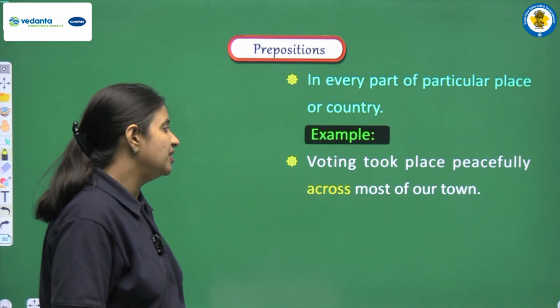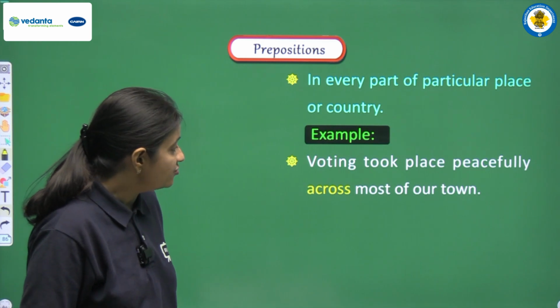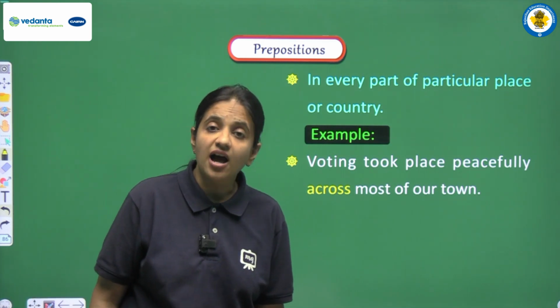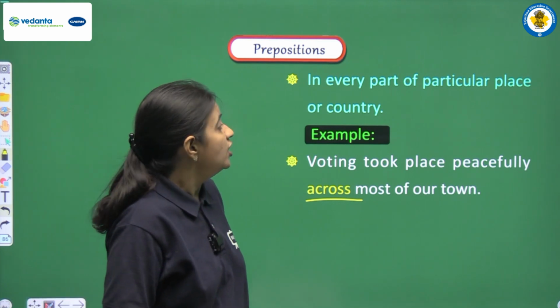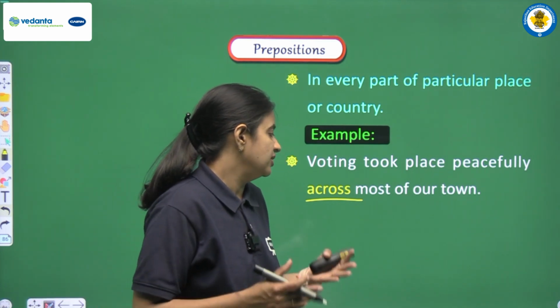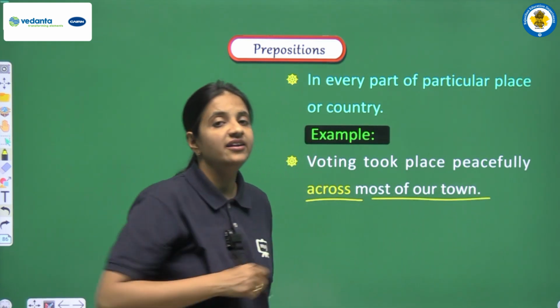How? Let's see the example. Voting took place successfully across most of our town. So here we have across in a sentence and we are trying to show every part of this particular area, that is our town.